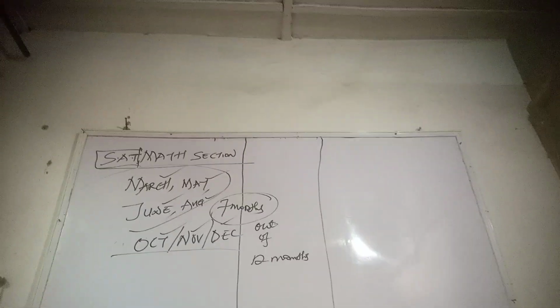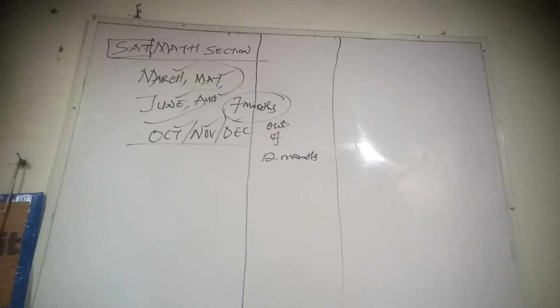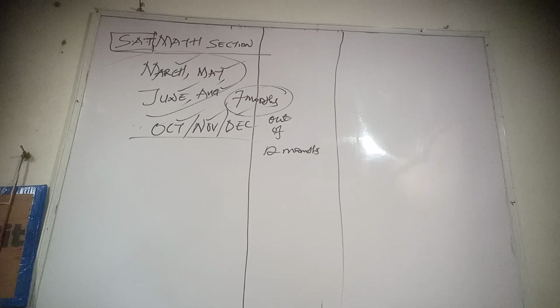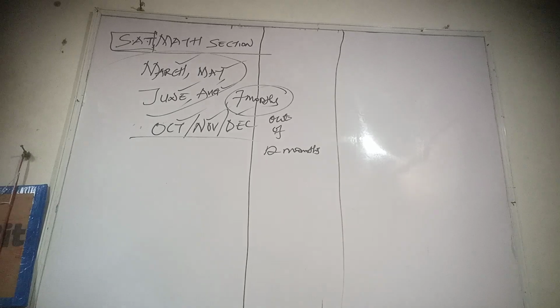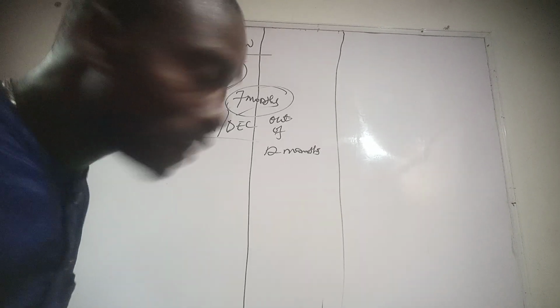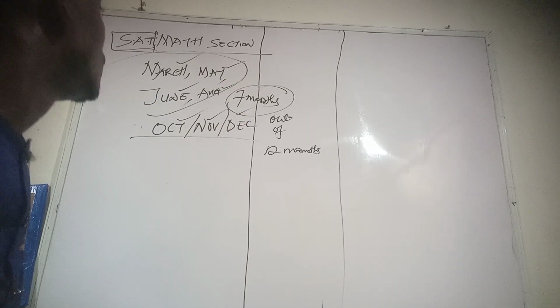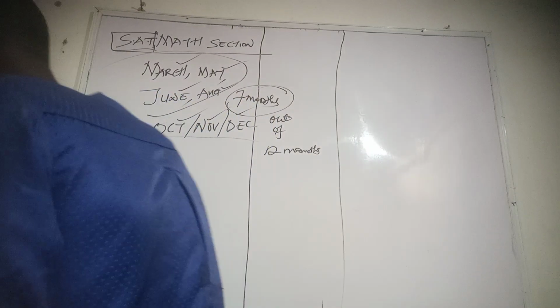Okay, good morning, everyone. We're going to be talking specifically on SAT today and completely on the math section. As we have said earlier, SAT is an exam taken 7 times in a year. We have the months of March, May, June, August, October, November, and December. And apart from this, we are going to be focusing especially on the sections of SAT.